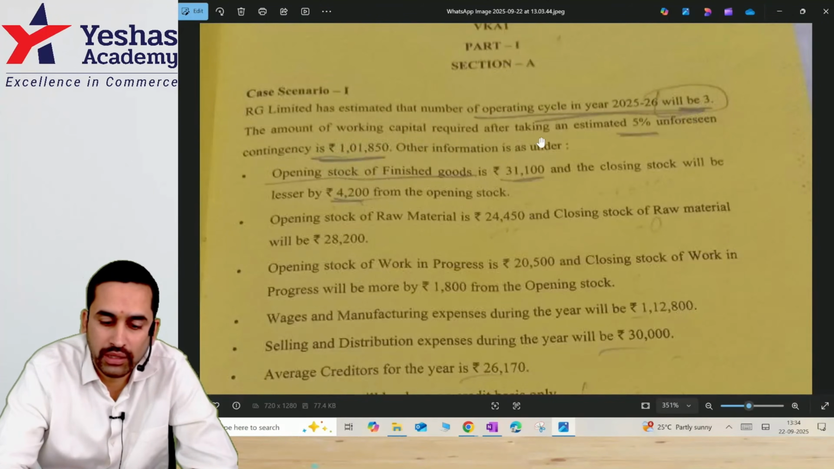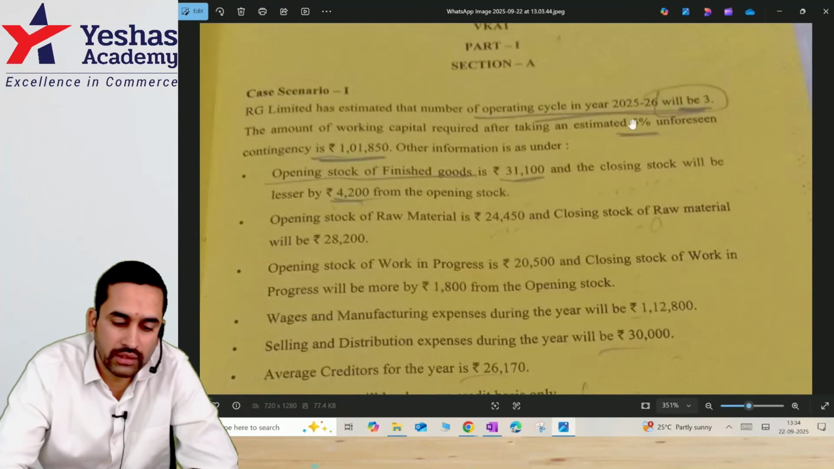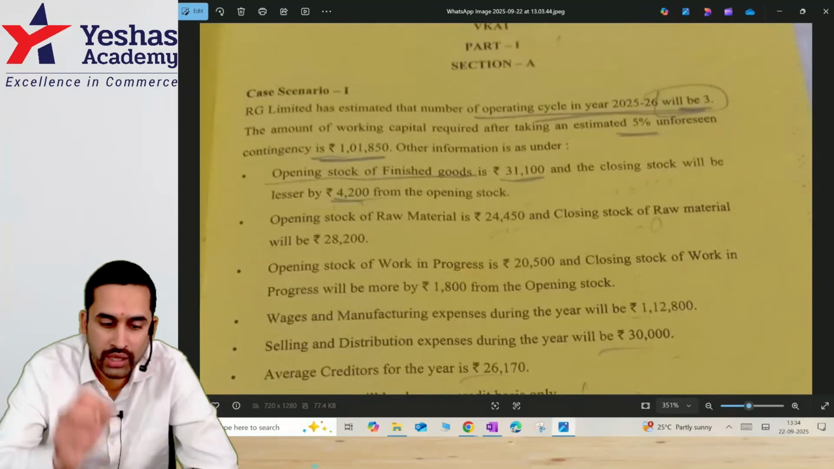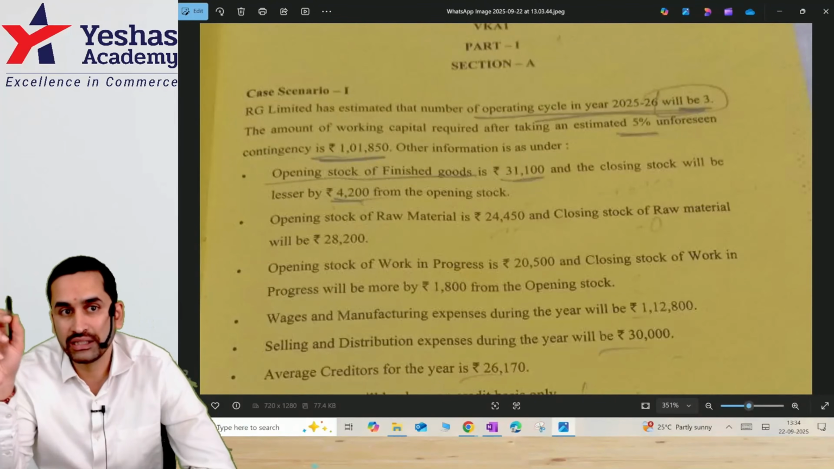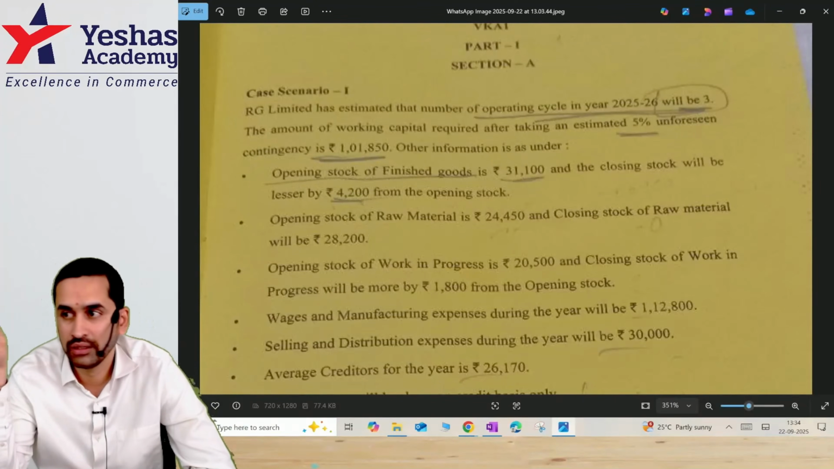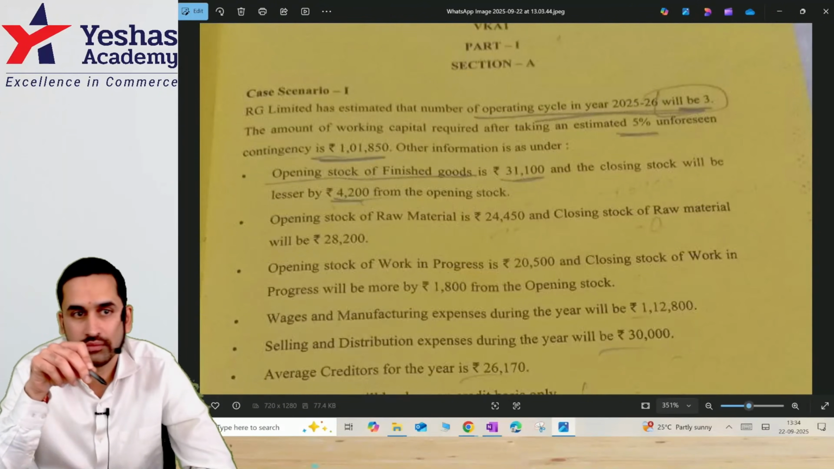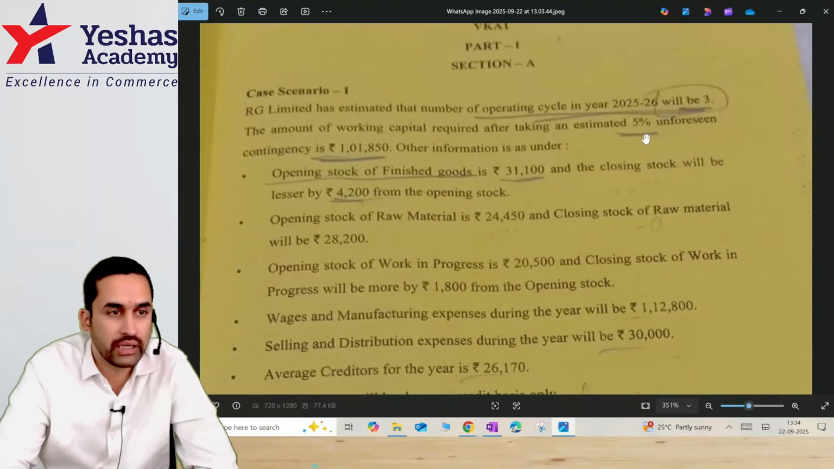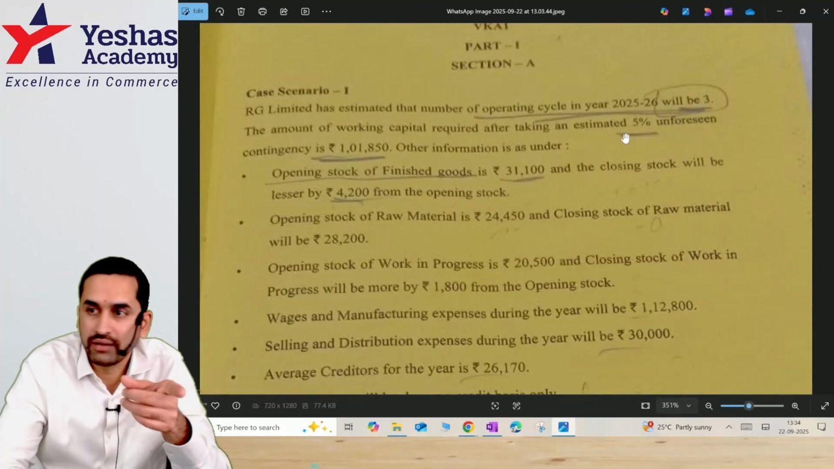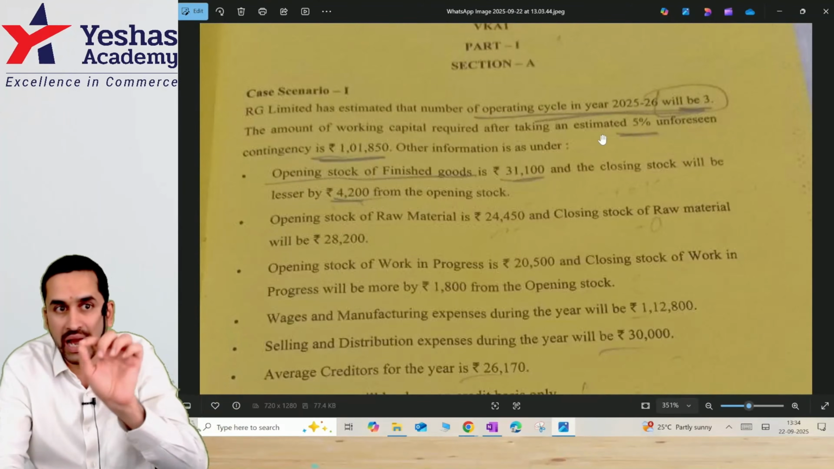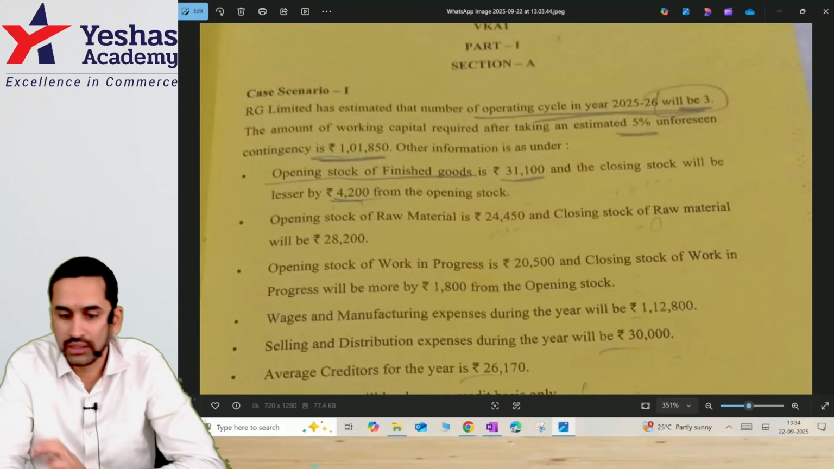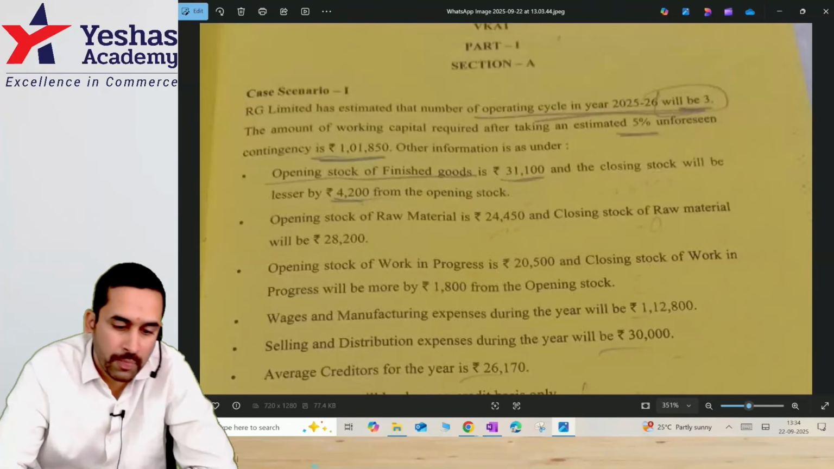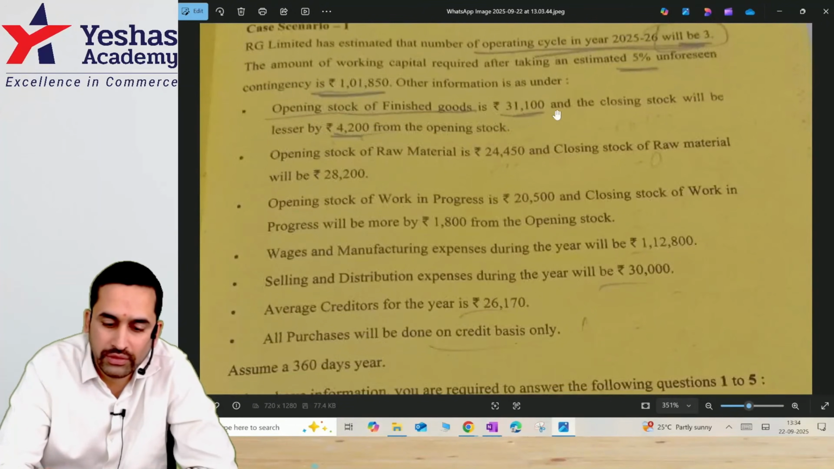Amount of working capital after taking 5% contingency is 101,850. This you have to do reverse working. If 101,850 is 105, then how much is 100? Able to follow? So that will tell you working capital without considering this safety margin. We had one question, we calculated full answer, we added 20% safety margin. Here after adding, they got this number. Got it? Then they gave you opening FG, closing FG.